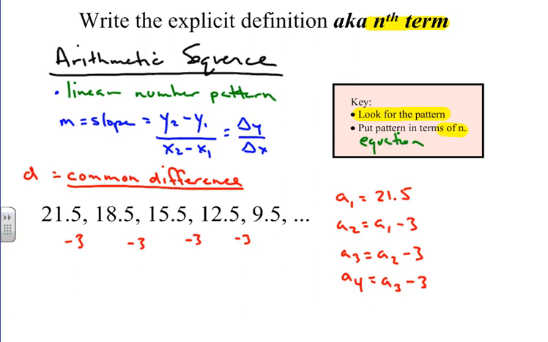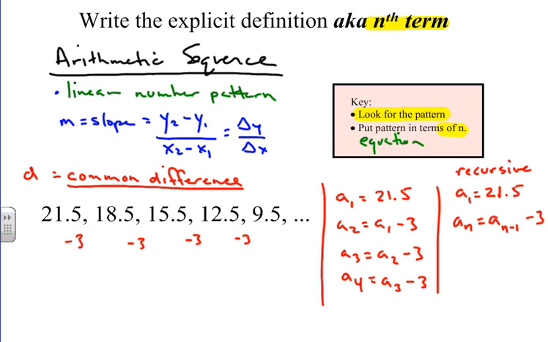So given my first term, I can write out a recursive definition. Here's my first term, 21.5. And a sub n, this is recursive, is that we are taking our previous term, a sub n minus 1, and we're subtracting 3. Well, that's all fine and good, and that's a recursive definition. We can find it that way. But I want to find an nth term that's not recursive.